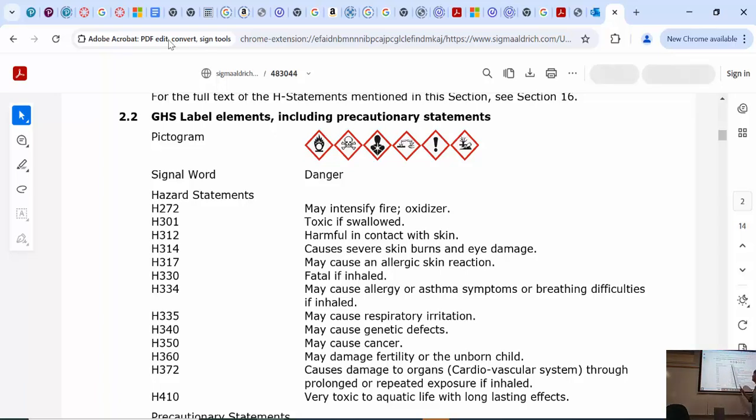So we have these pictograms. Do you know what this represents? A fire. And then, do you see the O? Oxidizer. So this is going to intensify fires. Oxidizers aren't the fuel. Oxidizers are the oxidizer, like oxygen. And so may intensify fire. It's the oxidizer part of fire. So you need two components, fuel and oxidizer.